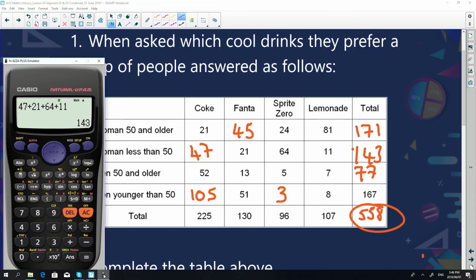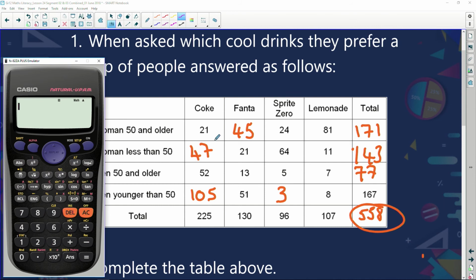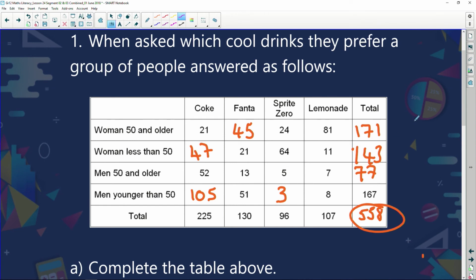Now there is a way to check whether our table makes sense or is correct. We can add up all our values that run horizontally and see if they add up to the total. We can add up all our values that run vertically and see if they add up to the totals. Let's see what I mean. First of all, 21 plus 45 plus 24 plus 81 gives me an answer of 171.